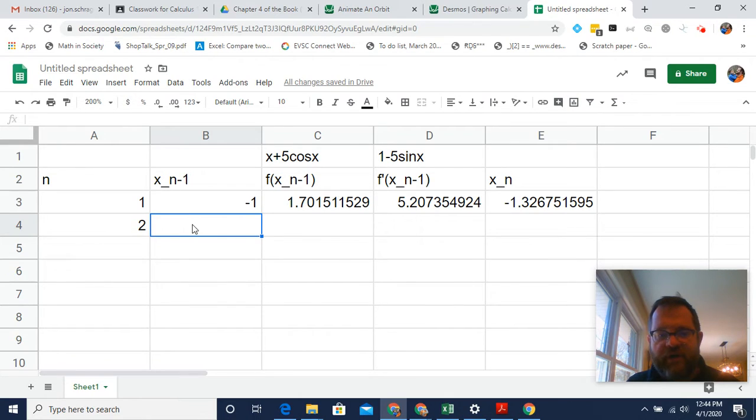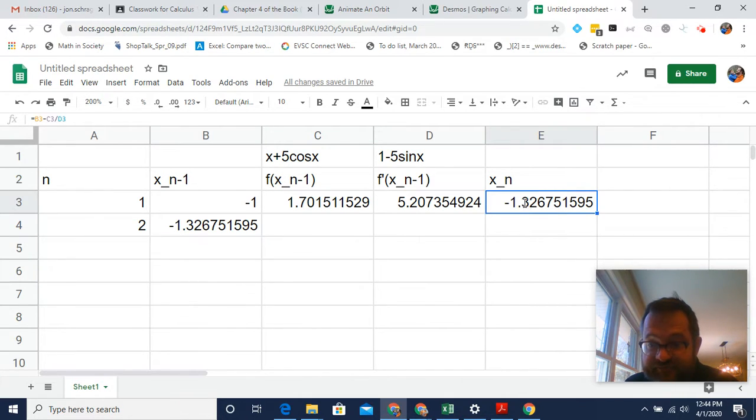That will be x1. Well, I don't want to sit here and just type this in. Instead, I'm going to say it's equal to this cell. That way I just copy that value over here like that. Plus, if this value over here changes for some reason, this value will change.